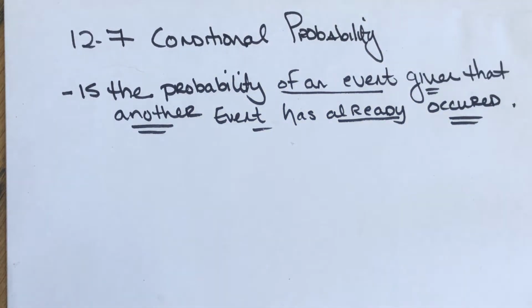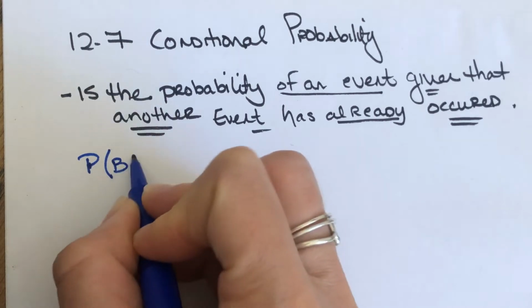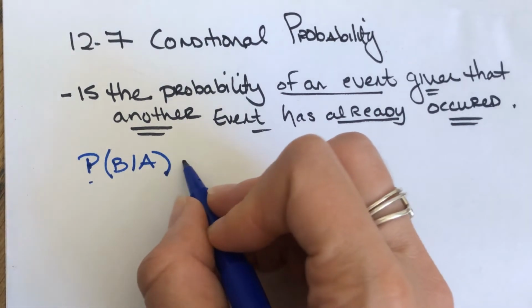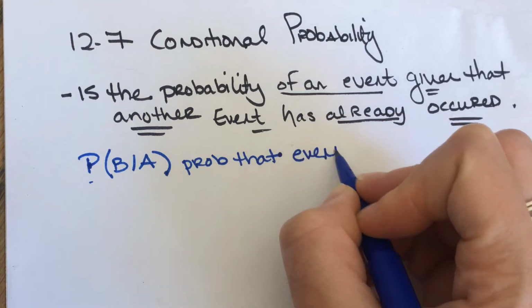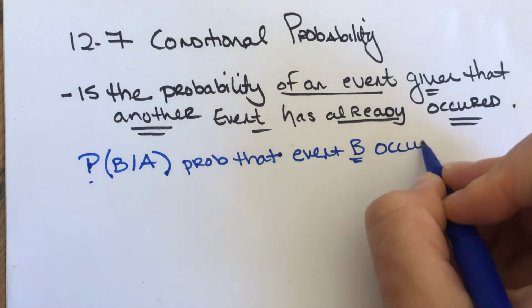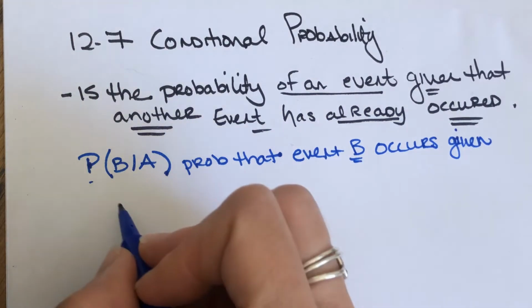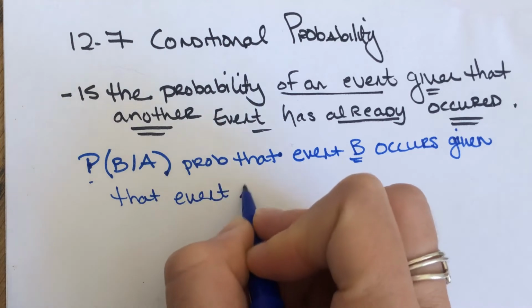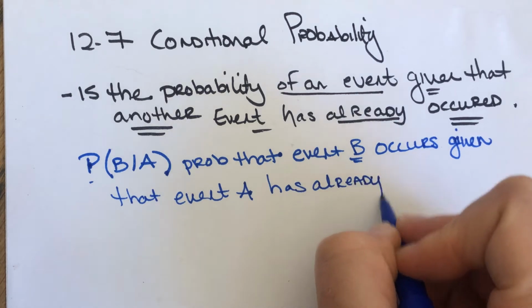So just so you guys realize, in the textbook you're gonna see a lot of it written like this, P(B|A). That is read as the probability that event B occurs given that event A has already occurred. It's kind of wordy.